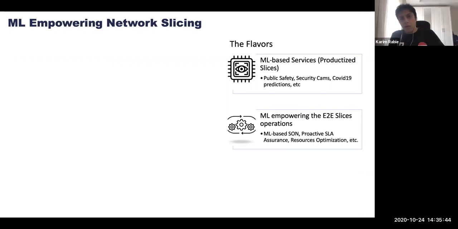SSTs now have four standard values. Maybe they are starting to be five, but the last time I reviewed R16, it was four. So you have one for eMBB, one for ultra reliable low latency communication, one for machine type communication, which is M2M, and one for V2X, vehicle to everything.